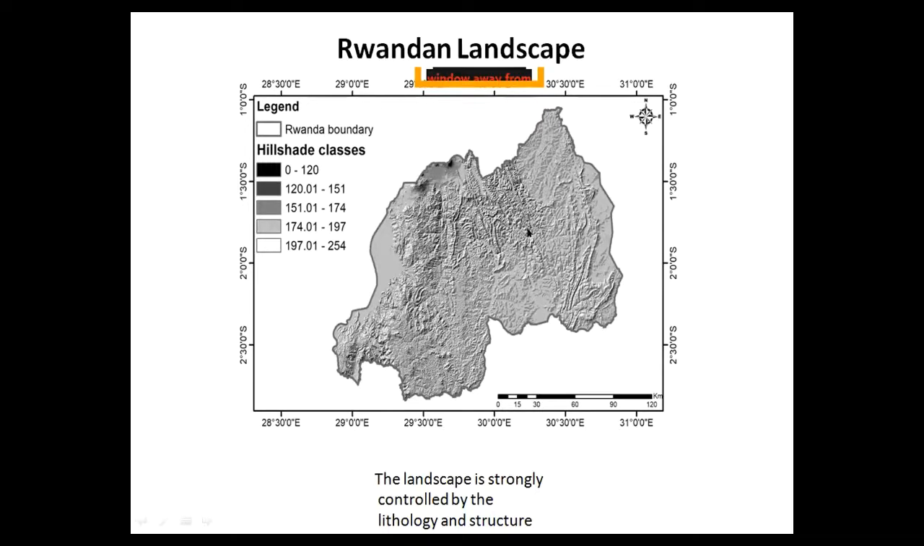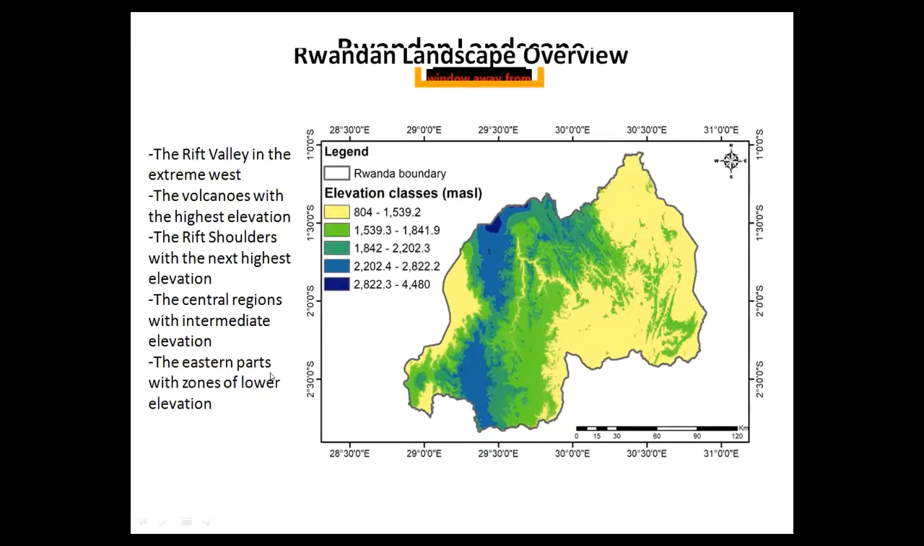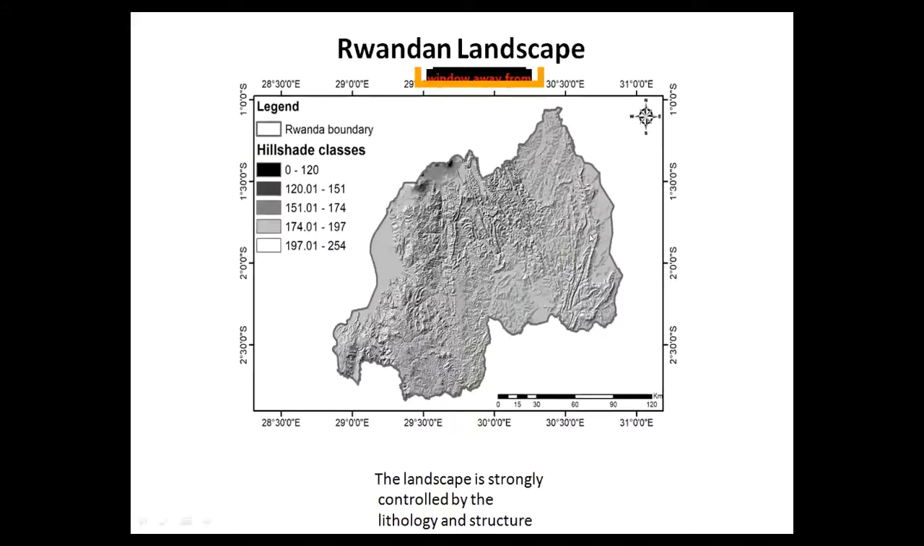And when you see the orientation of the hills, they are oriented parallel to the structural grain of the Kibaran rocks. You can almost see that if you look here in the southeast, the folding and the structuring almost indicate it. Actually, you can almost map the folding in the country from the pattern of hills.